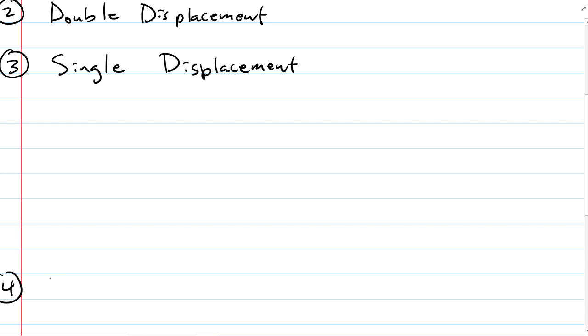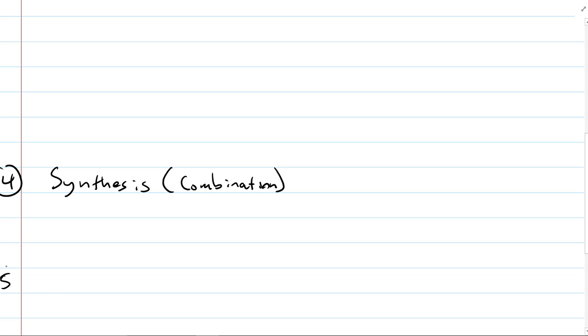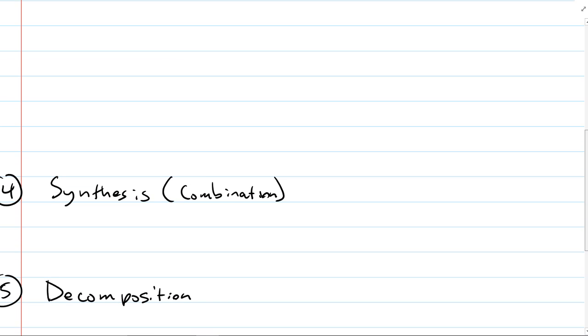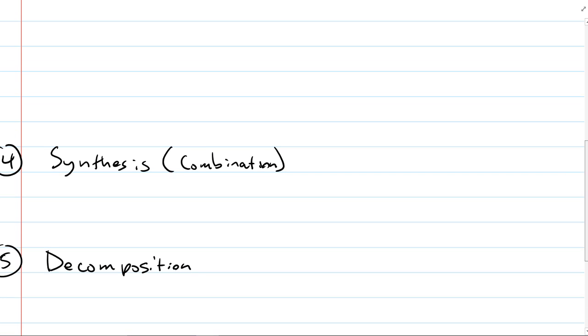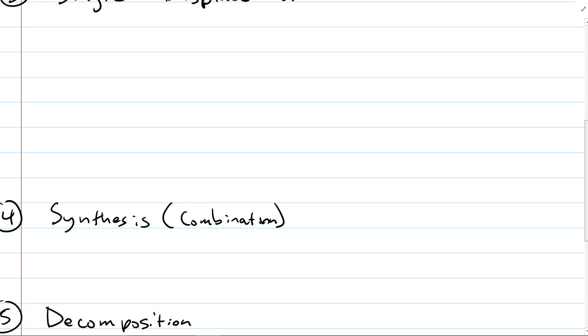Next one here is going to be synthesis, which are also called combination reactions. And then the last category, number 5, is decomposition. So again, single displacement, synthesis, and decomposition. The three, you just need to know the types. You will not need to know how to complete and balance them.